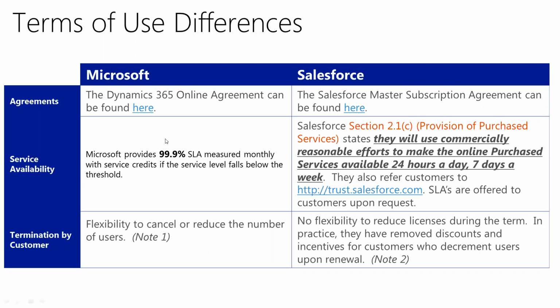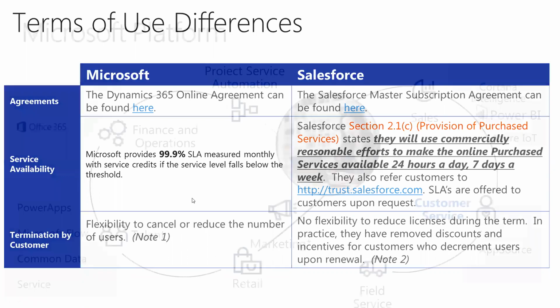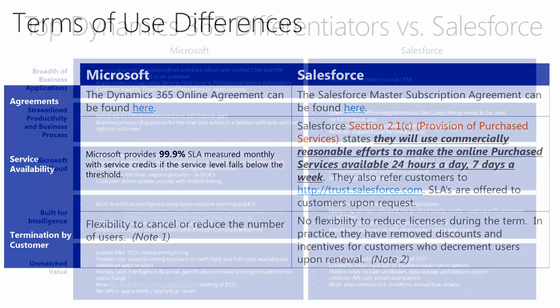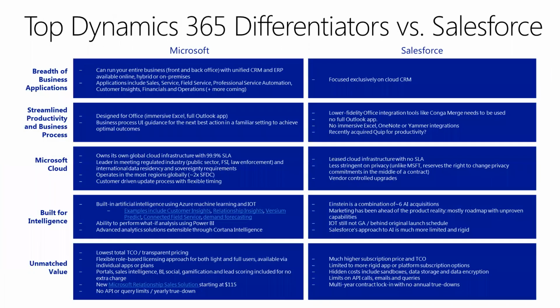And the same thing with Microsoft, but Microsoft gives 99.99% SLA availability. The coming slide will give you the reason why Microsoft is able to give that 99.9%, and why Salesforce is not able to give that level of uptime availability. So if you see, you can run your entire business on Microsoft and Salesforce.